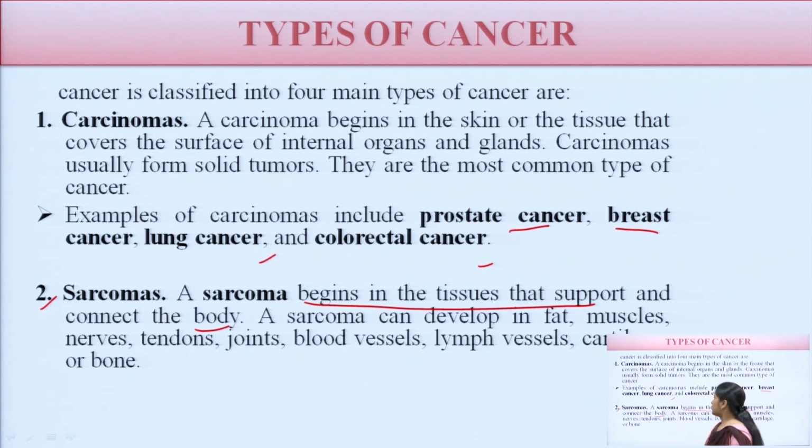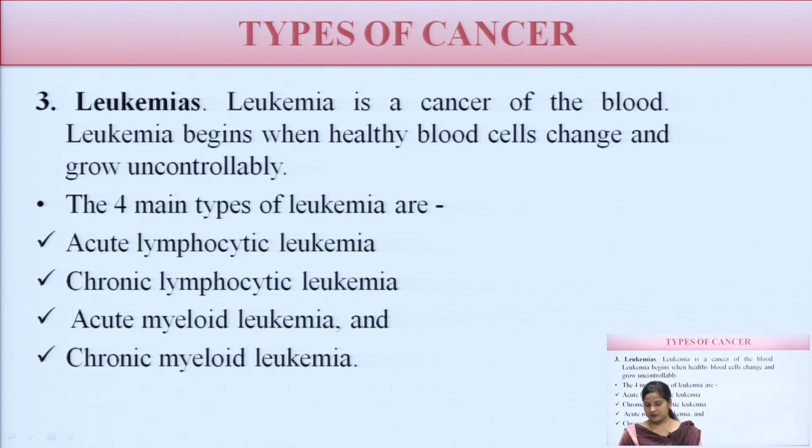Sarcoma begins in the tissues that support and connect the body, and it can develop in fat, muscles, nerves, tendons, joints, blood vessels, lymph vessels, cartilage or bones. All of these are kinds of connective tissues, right. So sarcomas arise in the connective tissues or supporting cells.